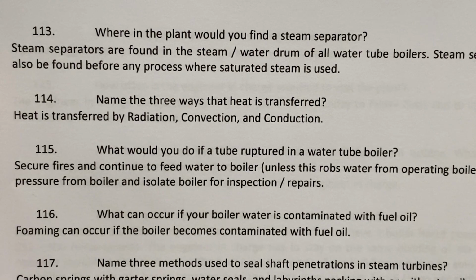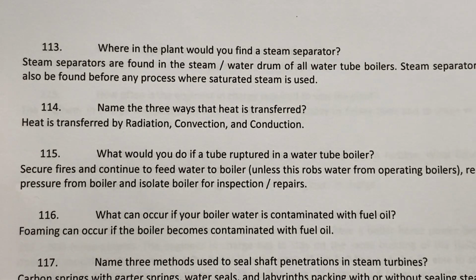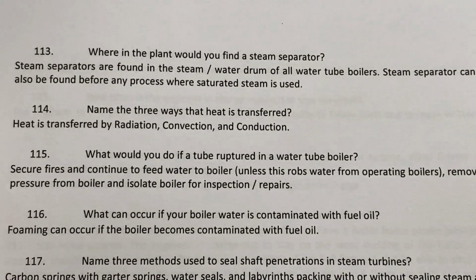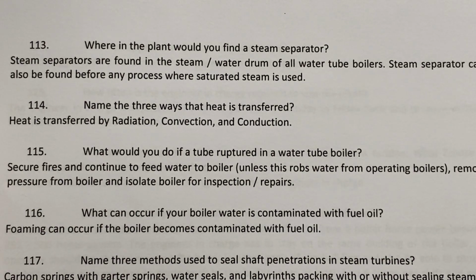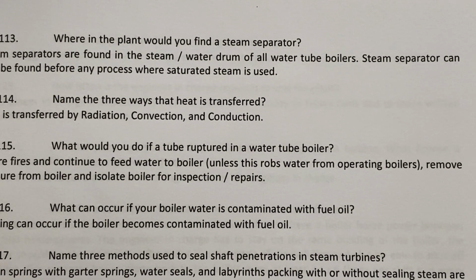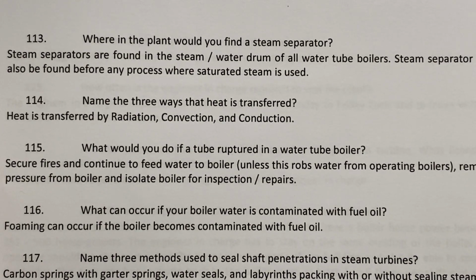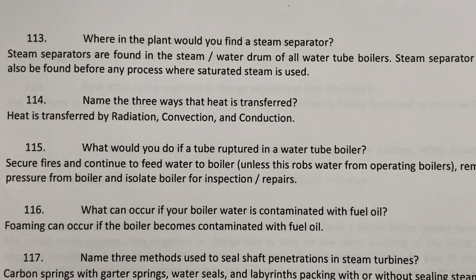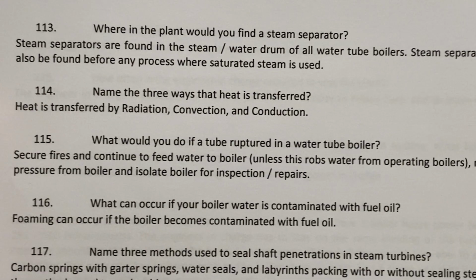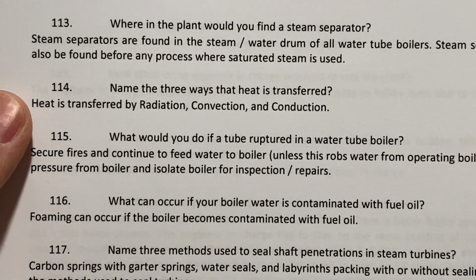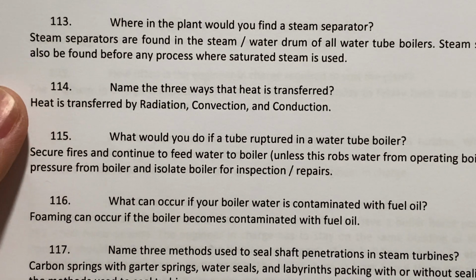So, where in a plant would you find a steam separator? Steam separators are found in the steam water drum of water tube boilers. Steam separators can also be found before any process where saturated steam is used. That means before a turbine, you could find a steam separator.